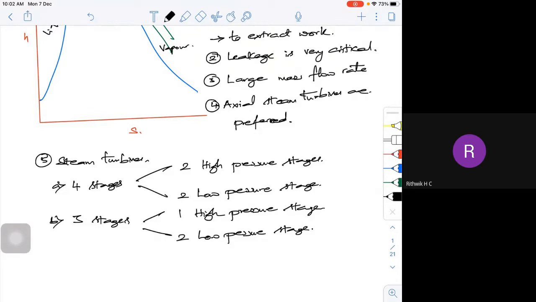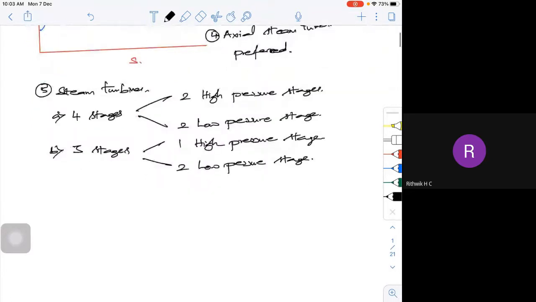So most of the steam turbines are of either 4 stages or 3 stages. If it is 4 stages, 2 will be high pressure and 2 low pressure. If it is 3 stages, there will be 1 high pressure and 2 low pressure stages. So this is a simple construction of steam turbines, which I'm trying to explain without actually drawing the sketch.